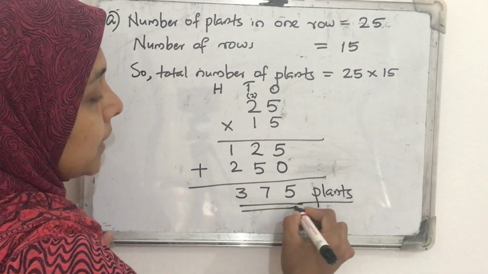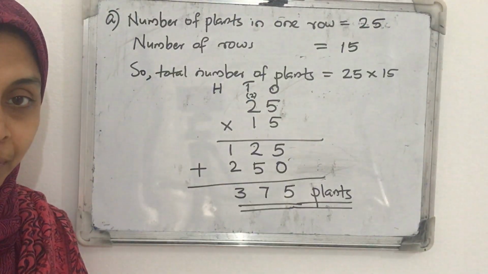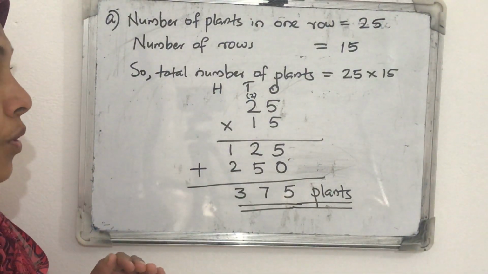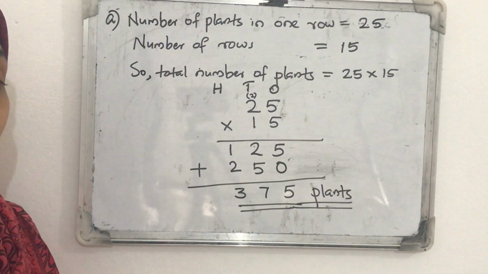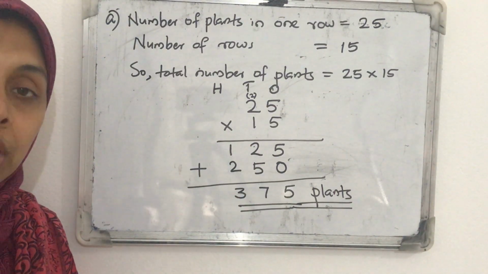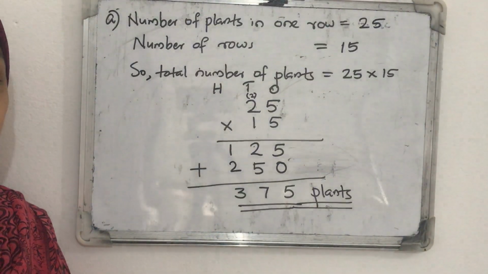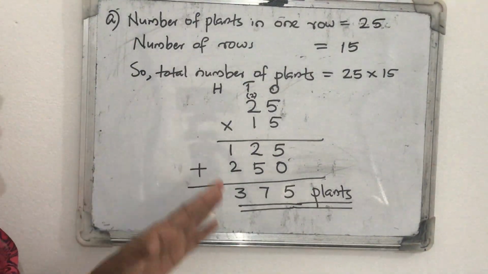375 plants. Total plants in 15 rows. Clear? So when you get word problems and want to know how to write the solution, look, reading the question makes it possible. Read the question two or three times. Then understand its meaning first. Then we can write each step and the solution. So that all of you are clear.